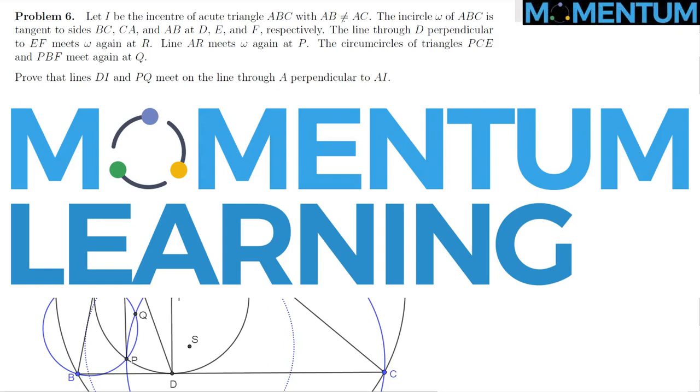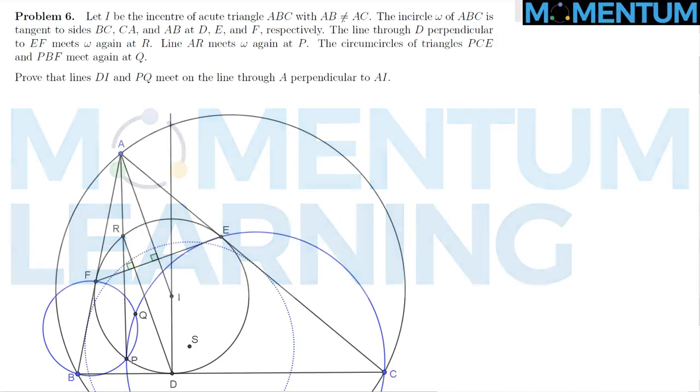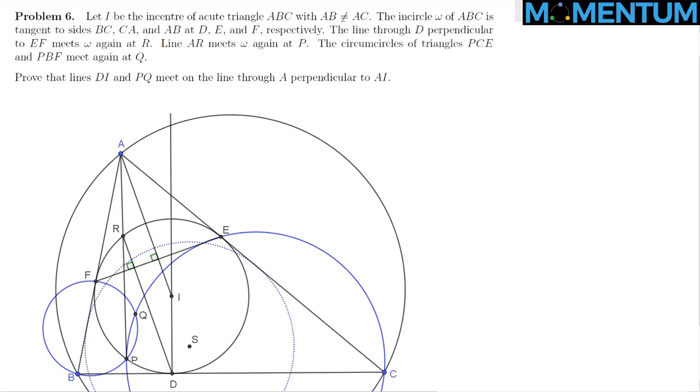This is 2019 IMO problem number 6, and here is a view of this geometry problem. We're given triangle ABC with incenter I. You can also see the circumcircle omega in the picture. The touch points of the incircle are D, E, and F respectively.